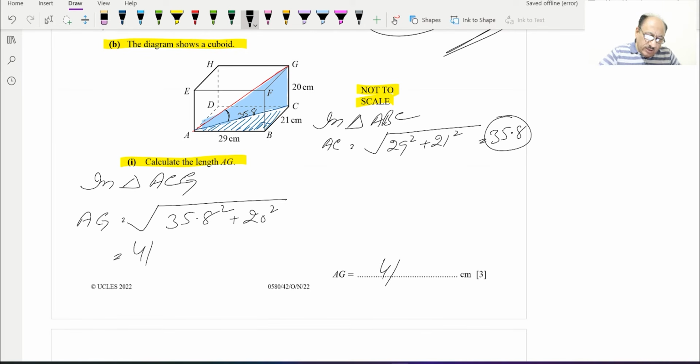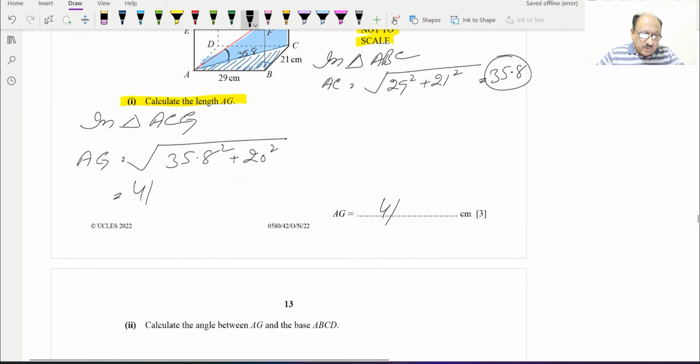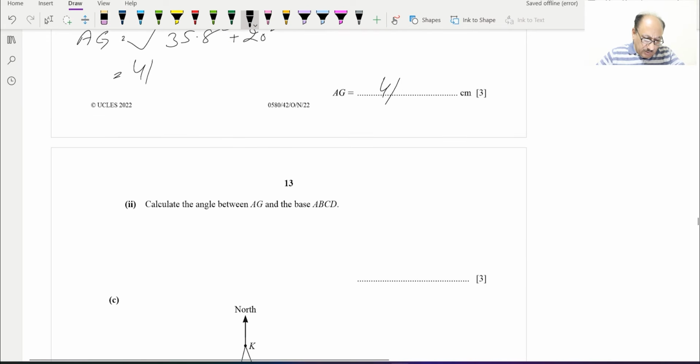If you need to find the angle, then only we are finding this 35.8, and that 20 we'll be using in finding the tan. Let us move to the next question, which is calculate the angle between AG and base. Yes, now this is the angle which we require, the same angle which we were discussing.